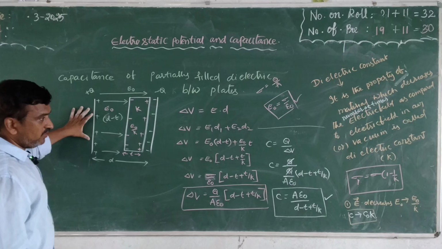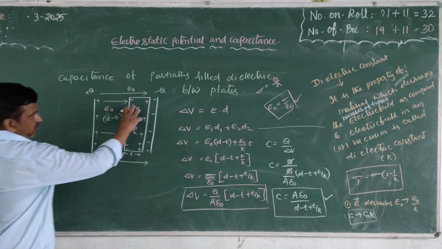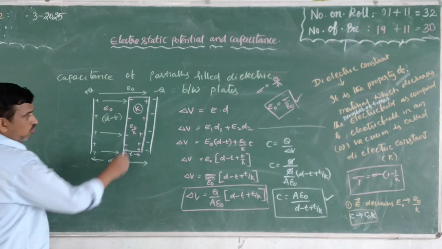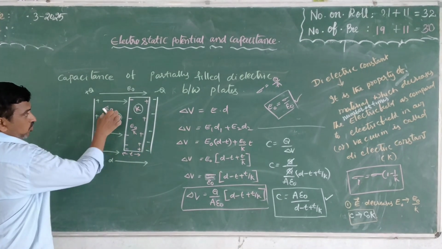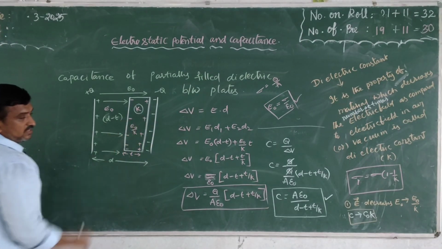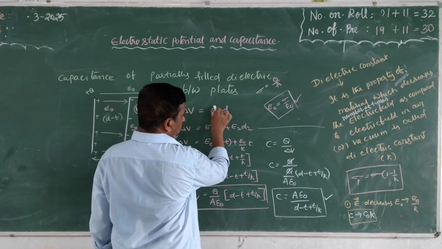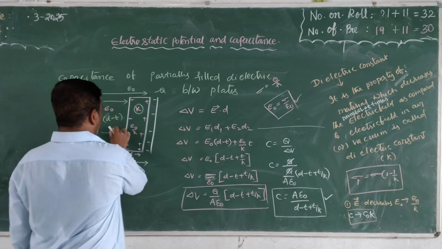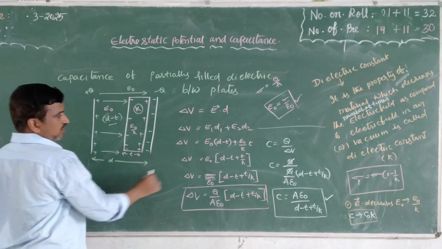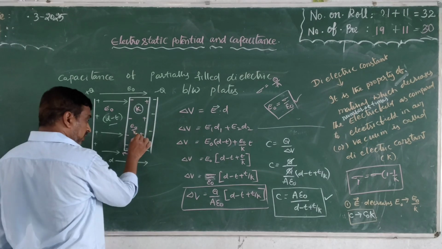But in this case, K is the dielectric constant, and in the dielectric region the electric field is E naught by K, where E naught is the electric field between the plates. So delta V equals electric field times distance. Here this is E1 d1 and this is E2 d2. E1 is E naught with d1 equal to d minus t, and E2 is E naught by K with distance t.